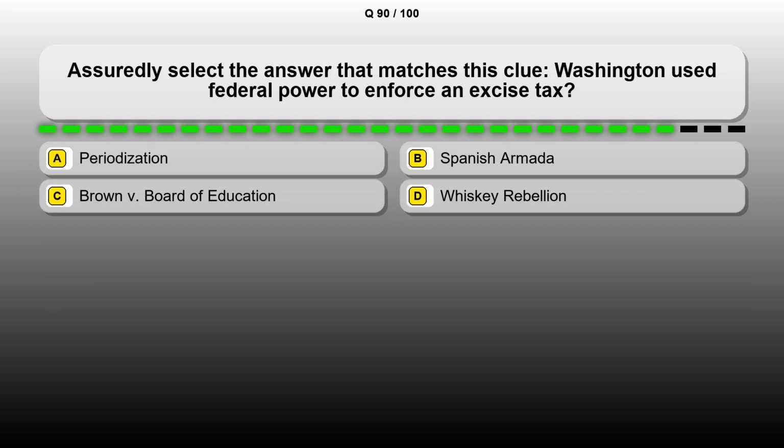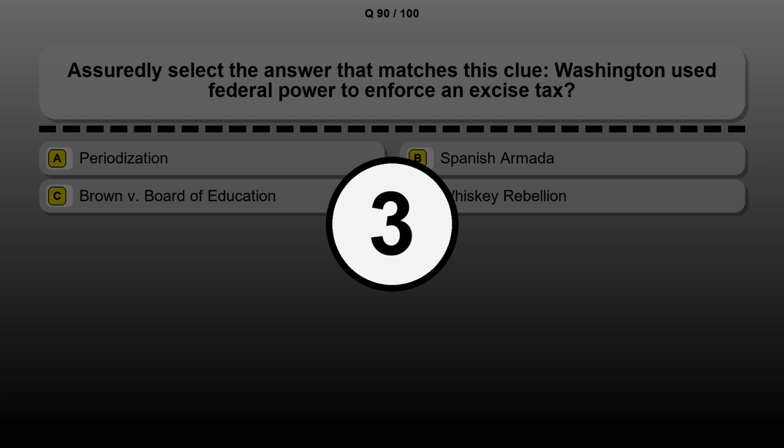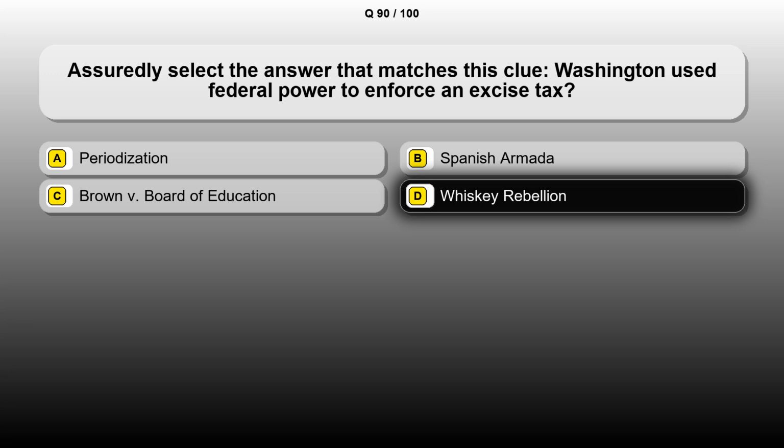Question 90. Assuredly select the answer that matches this clue. Washington used federal power to enforce an excise tax. Option A, periodization. Option B, Spanish Armada. Option C, Brown v. Board of Education. Option D, Whiskey Rebellion. The correct answer is option D, Whiskey Rebellion.